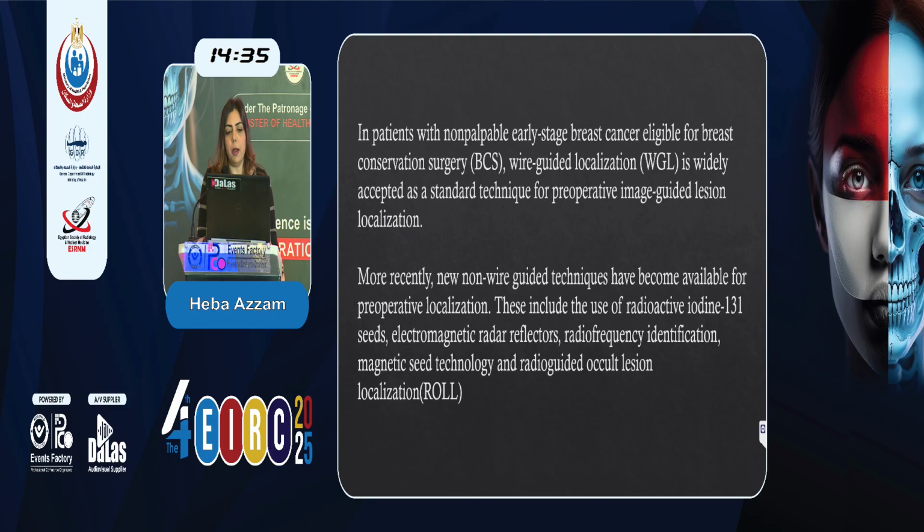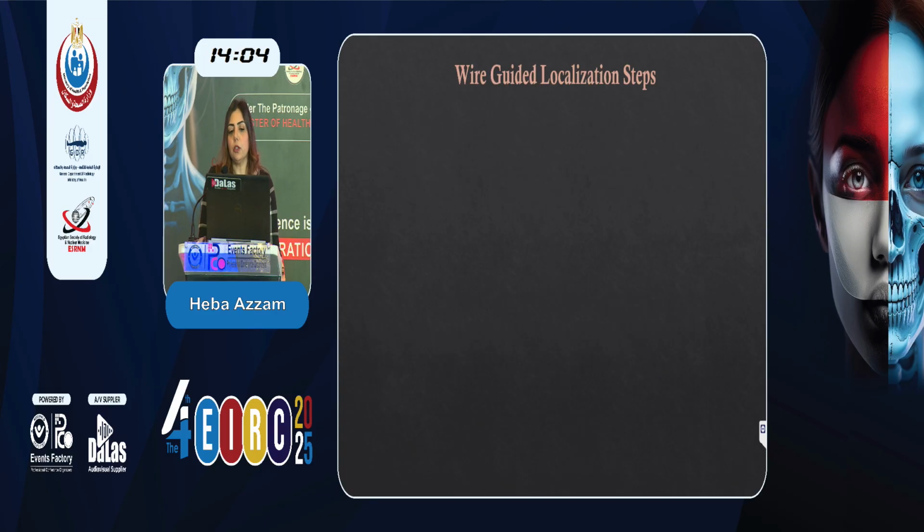In patients with non-palpable early-stage breast cancer eligible for breast conservation surgery, wire localization is widely accepted as a standard technique for preoperative image-guided lesion localization. More recently, new non-wire guided techniques have become available for preoperative localization. These include the use of radioactive iodine, electromagnetic radar reflectors, radio frequency identification, magnetic seed technology, and radio-guided occult lesion localization. So what are the steps of wire-guided localization?